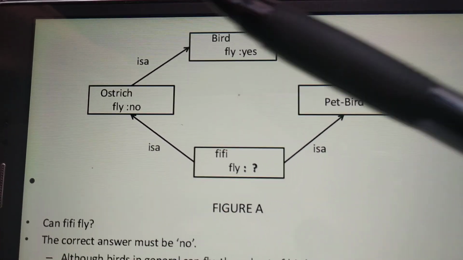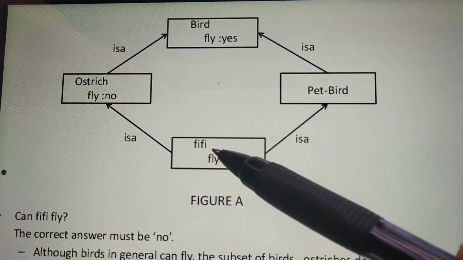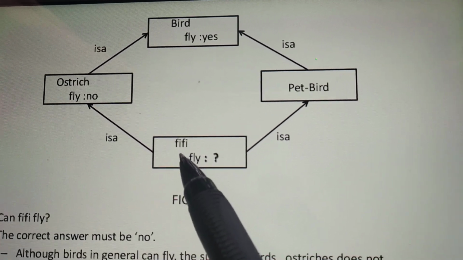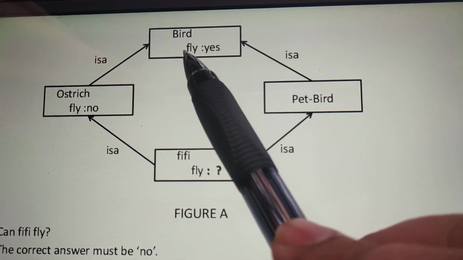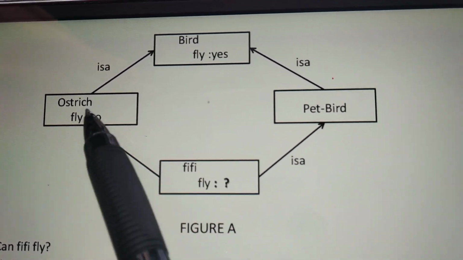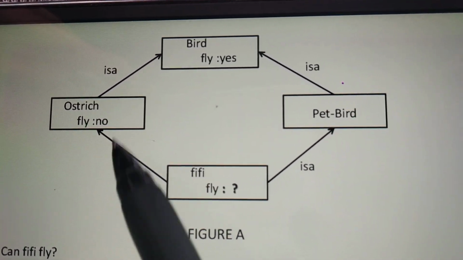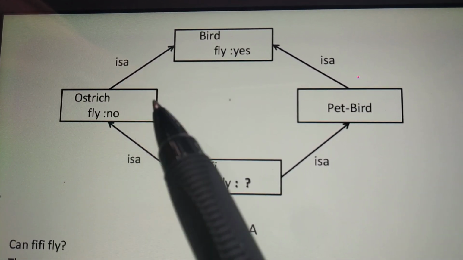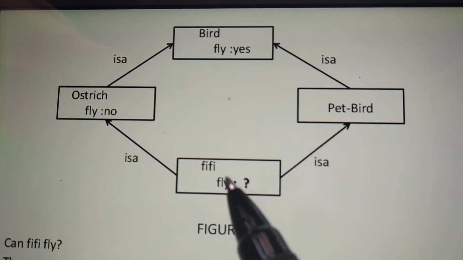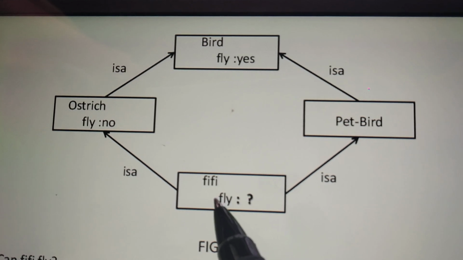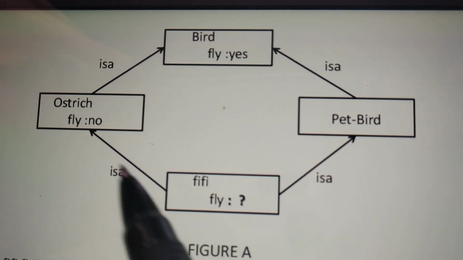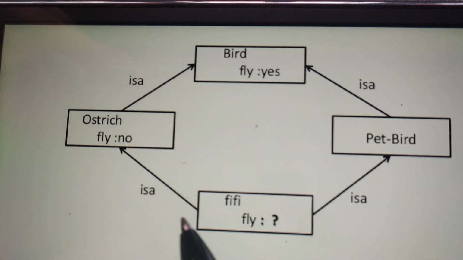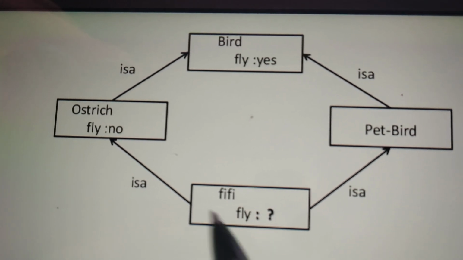Now please note that there is a class Fifi, there is a class ostrich, and there is a class bird. The inferential distance between Fifi and bird is further away than the inferential distance from Fifi to ostrich, because the Fifi node, to reach bird, has to pass through ostrich. Whichever class has lesser inferential distance, closer to this node, its value will be assigned to it. So Fifi is inferentially closer to class ostrich than to class bird, and hence the value that will be assumed by Fifi for fly will be no.